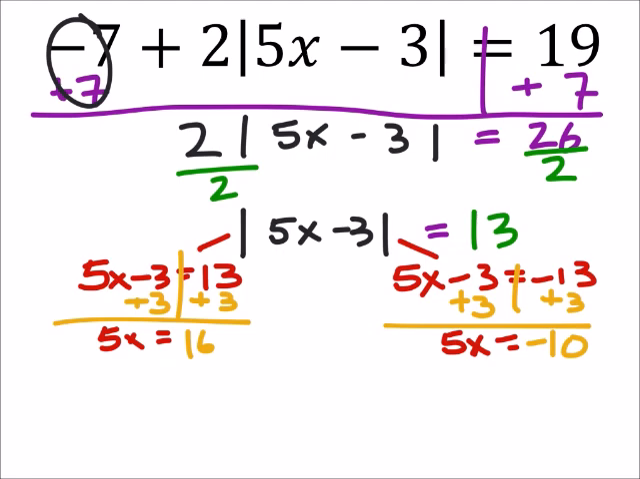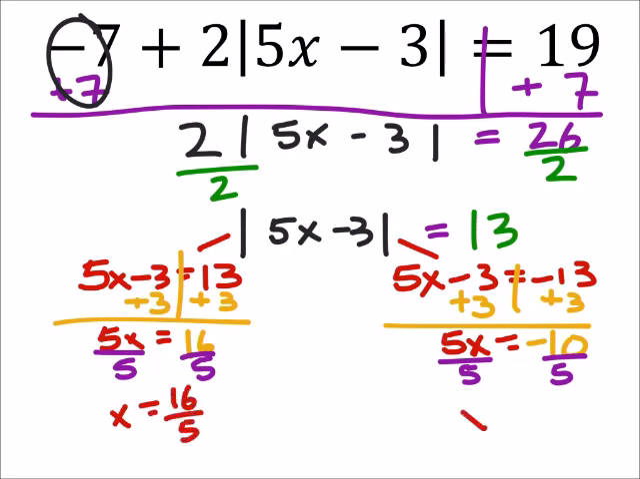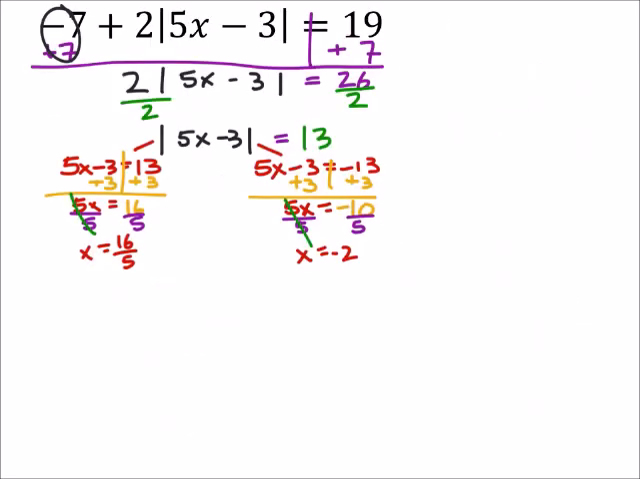All we need to do to solve these is to divide both sides by 5 in both equations. And that should give us our answer. First one, x equals 16 fifths. And the second one, x equals negative 2. And of course we know that because the 5s will cancel out in both equations, giving us a coefficient of x, which is 1.